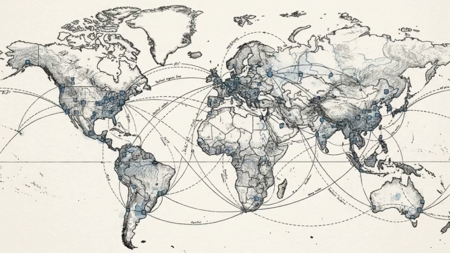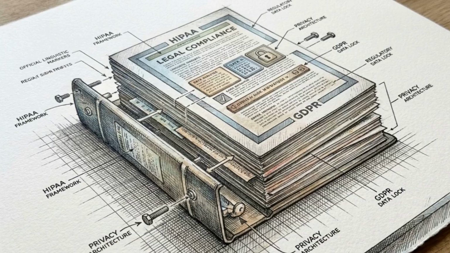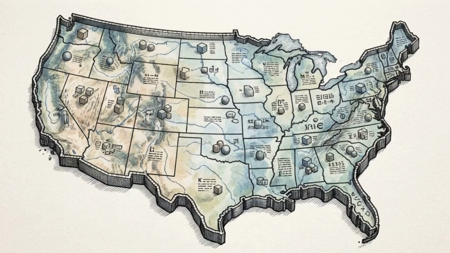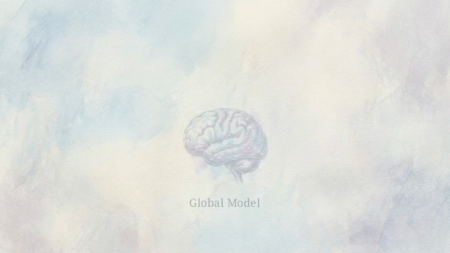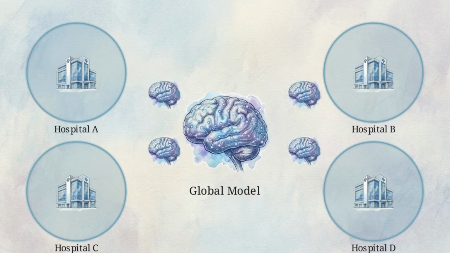To achieve this level of accuracy, models must be trained on diverse data sourced from hospitals across the globe. But the current regulatory reality makes this difficult. Global frameworks like HIPAA and GDPR prohibit moving sensitive genomic and EHR data across borders into a single centralized database. Federated deep learning solves this by moving the model to the data, rather than the data to the model.